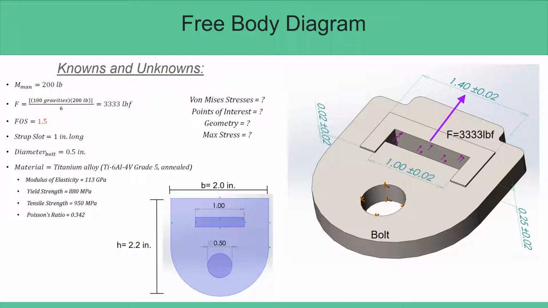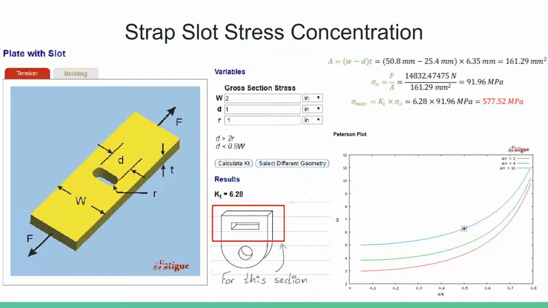The factor of safety that our buckle needs to meet is 1.5. And in the model, our knowns are the size of the slot, the bolt diameter, the thickness of the buckle, and the force acting on it. The unknown variables for the buckle are the von Mises stresses, the points of interest, the geometry, and the max stress on the buckle. We use the charts of theoretical stress to find the concentration factors, which in this case is KT.